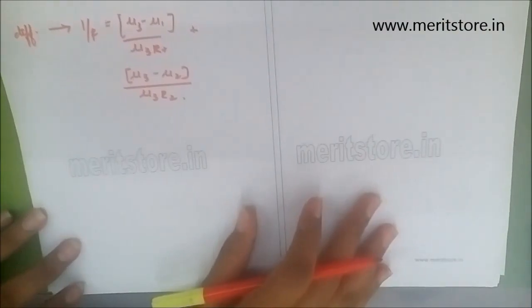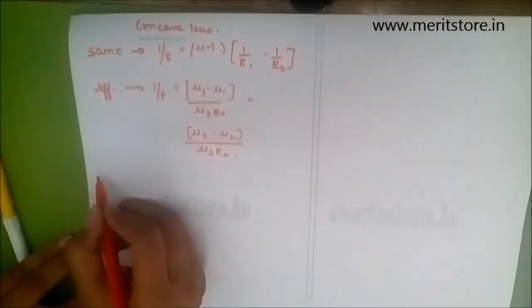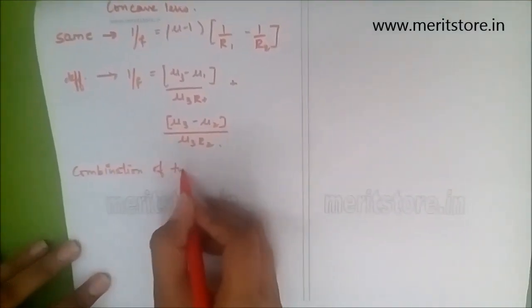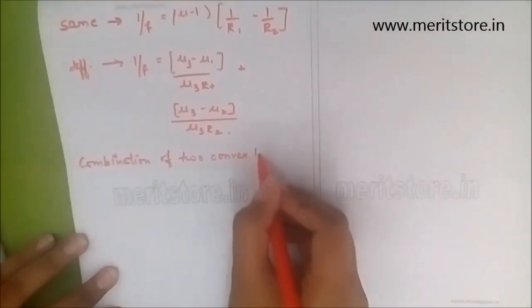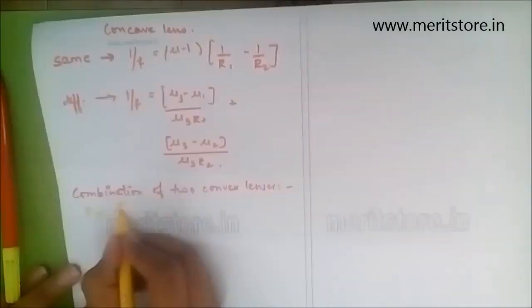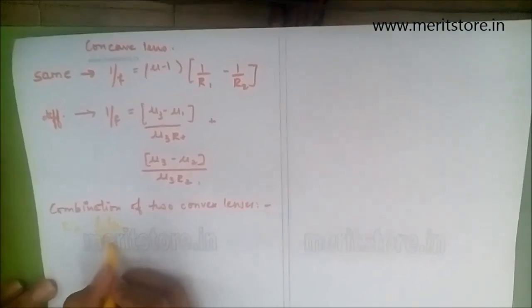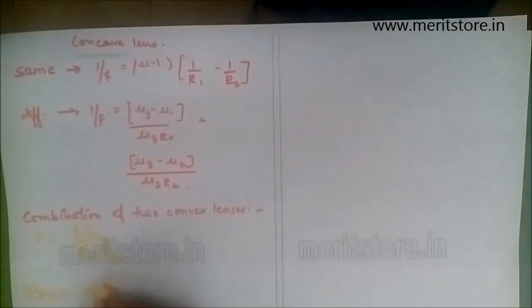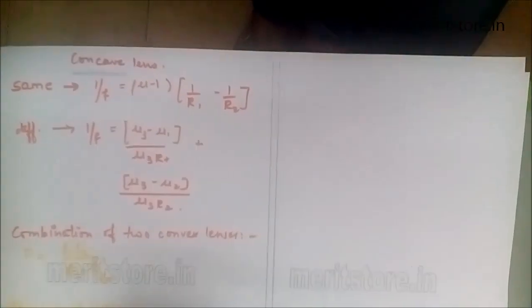The combination of two convex lenses in contact, the formula is given as... The power of lens: it is the reciprocal of the focal length of a lens expressed in meters, and it's called the power. The formula for it is given as 1 upon F.